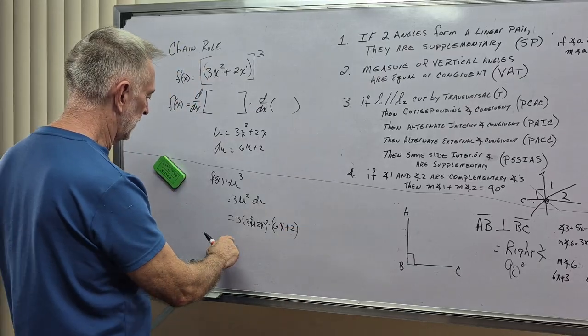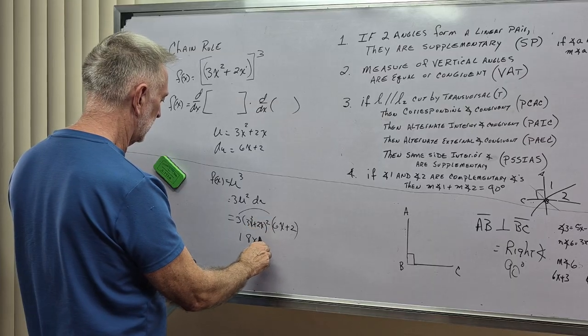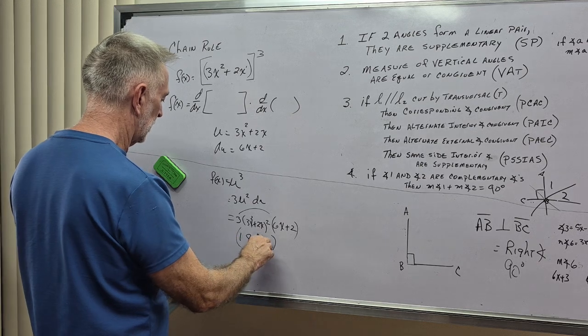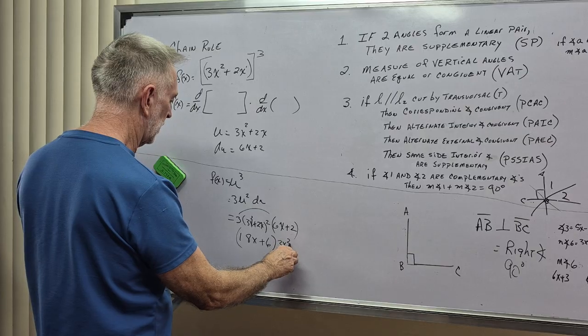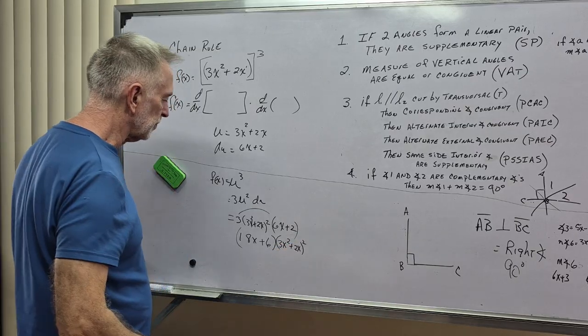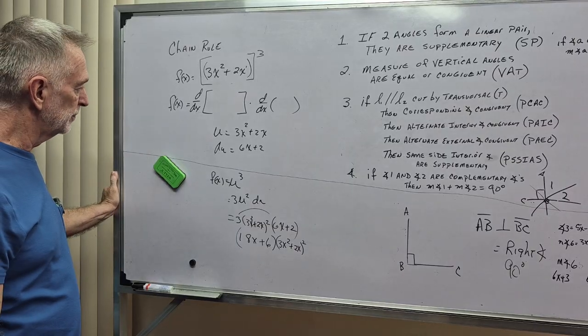So what does that give me? I'll distribute the 3 in here. I have 18x plus 6 times 3x squared plus 2x squared. And that is the chain rule.